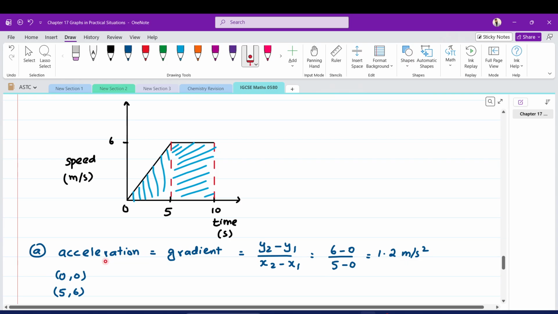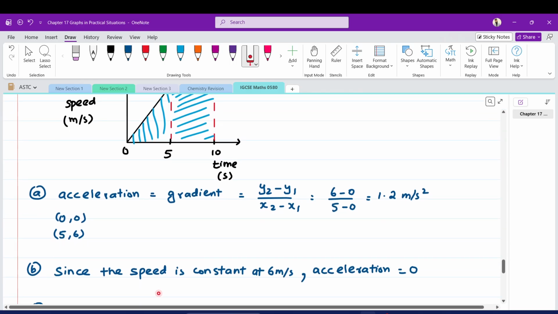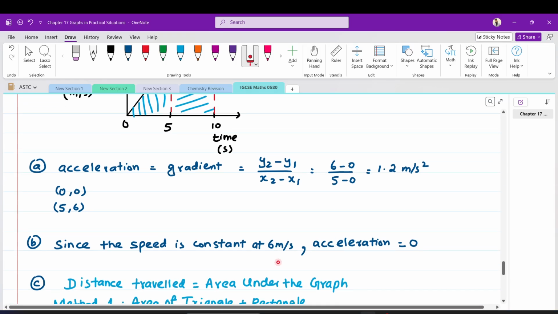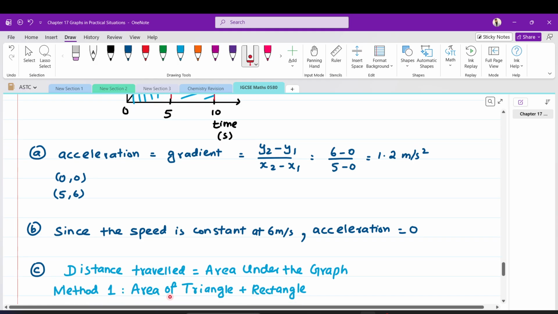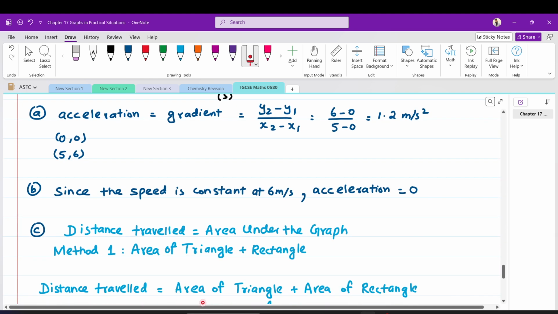So part A was calculating the acceleration during the first 5 seconds. Okay, so that was 6 minus 0 over 5 minus 0, which is 1.2 meters per second squared. The second part was, since the speed is constant at 6 meters per second, the acceleration is 0. Already done. All right. Distance traveled equals area under the graph. So first we work out the area of the triangle and then the area of the rectangle. So distance traveled equals area of triangle plus area of rectangle.